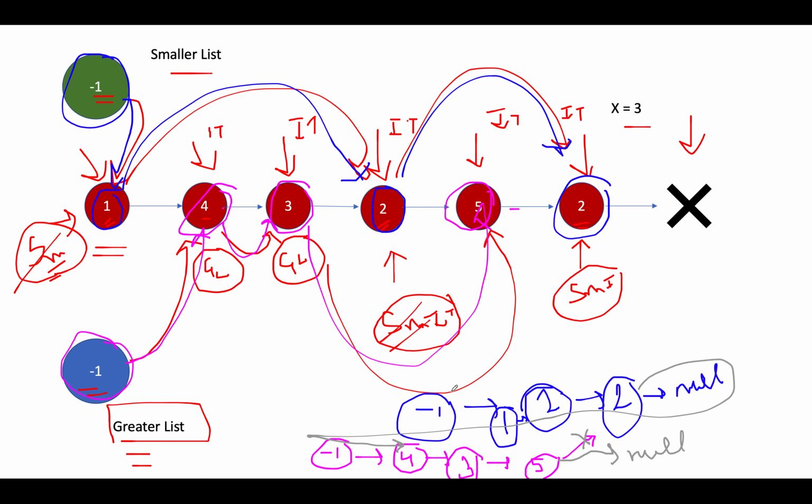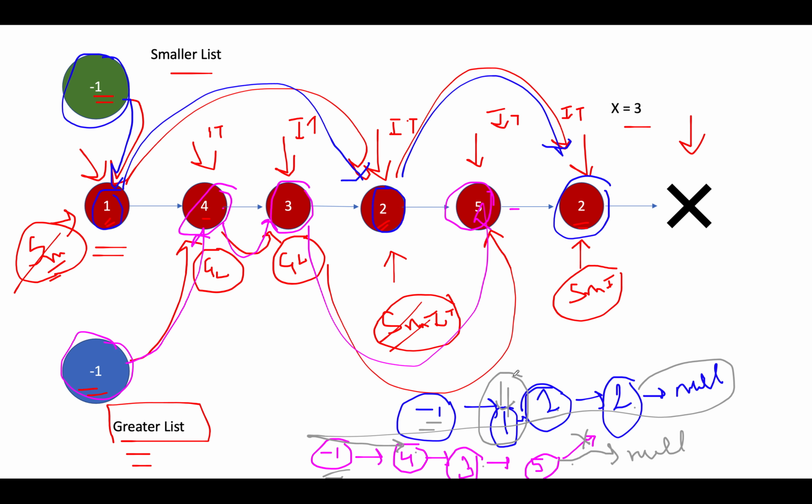So what do I have in the end? -1, 1, 2, 2, 4, 3, 5, which is the expected result. Please note that I pointed the small list iterator to greater list head dot next, not greater list head, because that was a dummy pointer with the value -1, which is not part of the linked list. And what do I need to return in the end? I'll return small list dot head dot next. So the head of the smaller list dot next, this value as my answer.